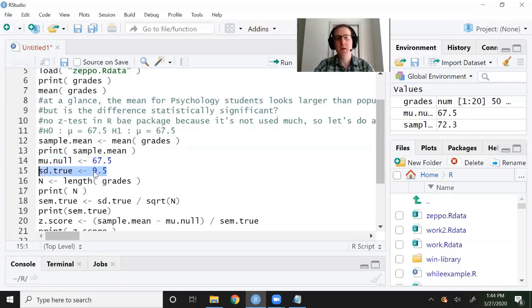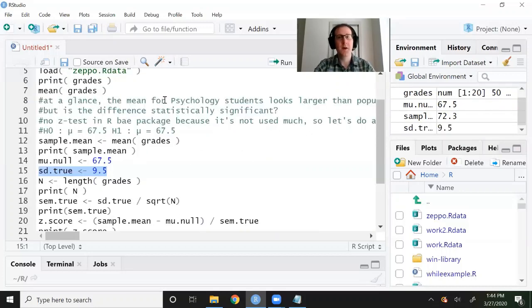And the actual standard deviation for the whole population is 9.5. So this is imagining that, again, we have all of the scores for every student that's ever taken the class, and we know that the standard deviation is 9.5. So we're just putting that up there.